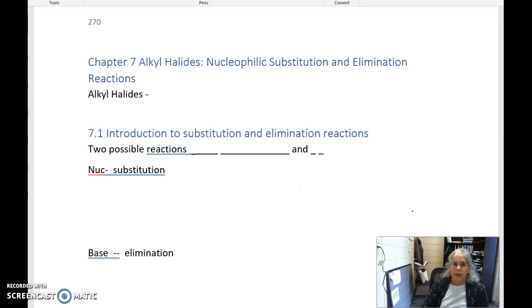So in chapter 7, we finally reached a set of reactions. We're going to be looking at acyl halides and how they are involved in substitution and elimination reactions.